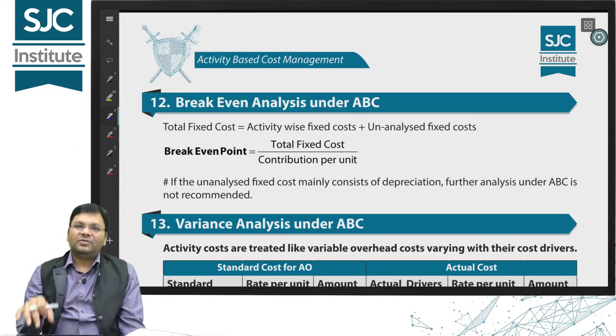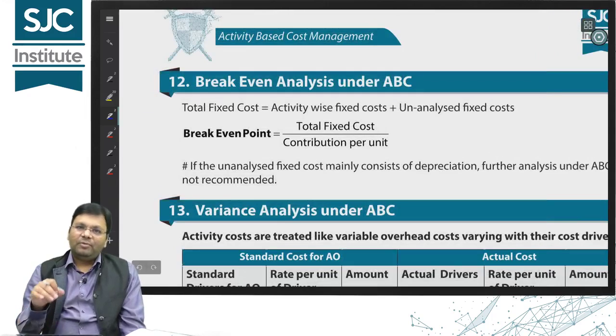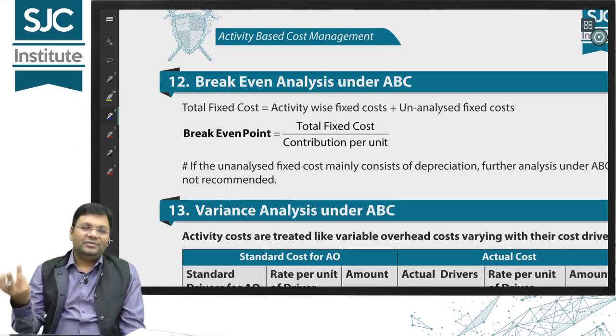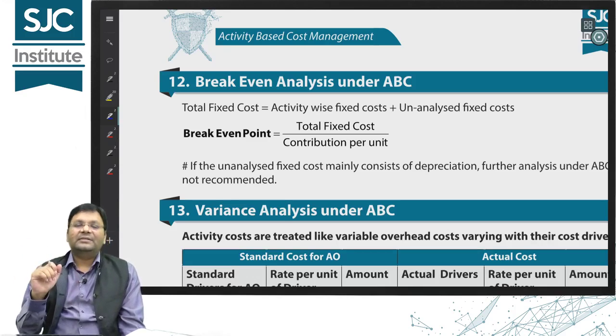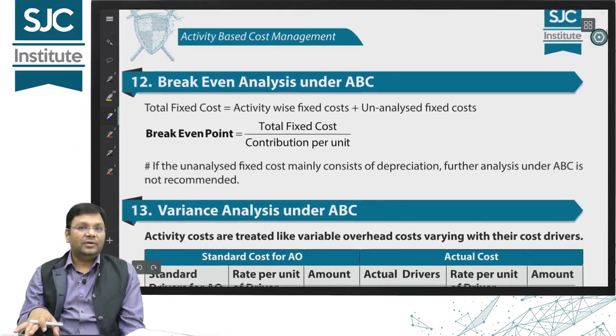So first and foremost, what is break-even point? Break-even point is the level of sales where total revenue is equal to total cost, where total contribution is equal to total fixed cost, where there is no profit, no loss. So you all know this. So what is the difference with ABC? First of all, the concept remains same. Break-even concept is not changing. It is total fixed cost by contribution per unit only. You remember the calculation formula of break-even, total fixed cost by contribution per unit or total fixed cost by PV ratio. There is no change over here.